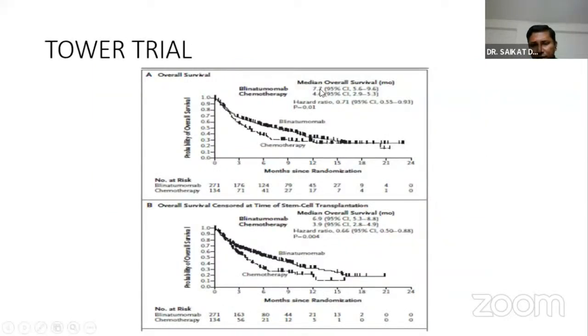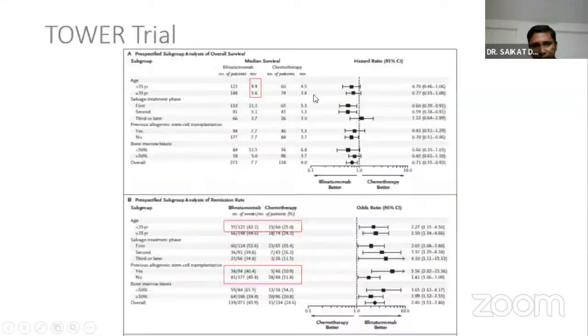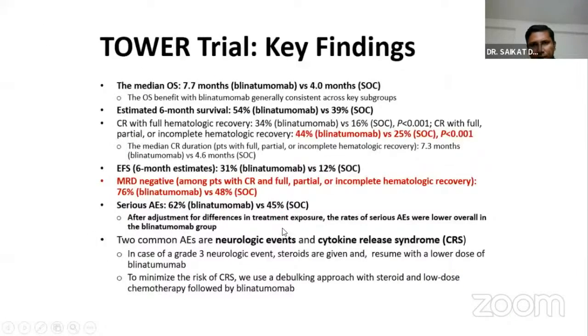So this survival graph is not very impressive. Even with the use of blinatumomab alone, the survival is not much. But this survival benefit is seen across the subgroups, across the age groups, blast cell percentage, or number of salvage treatments given previously. With blinatumomab, the response rate is around 40% compared with conventional chemotherapy, which produces a response rate of around 25%. Now, among blinatumomab-treated patients who went to CR, around 76% are MRD negative.